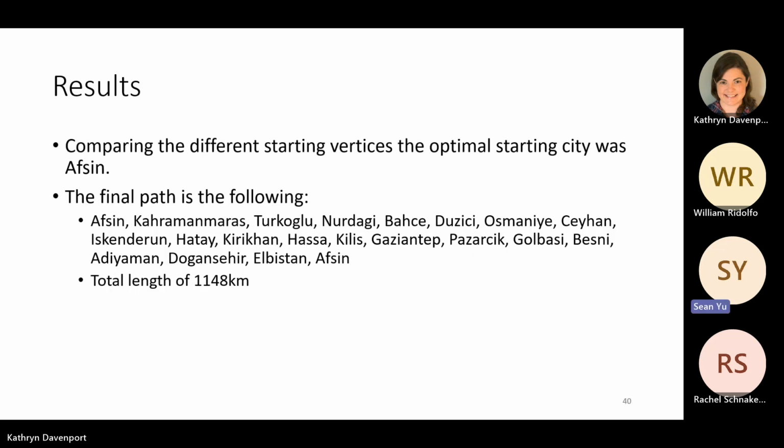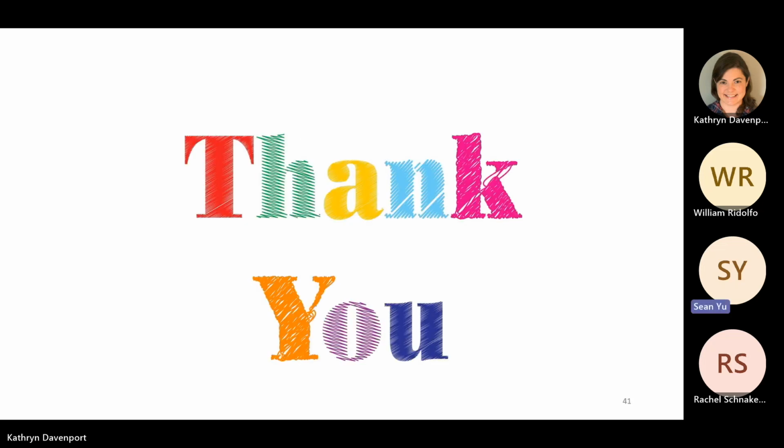And from the results, because we had 5 starting cities that we could choose from to connect to every single city, the optimal city would be starting from Afton, and the total length would be 1,148 kilometers. And that concludes our presentation. Thank you.